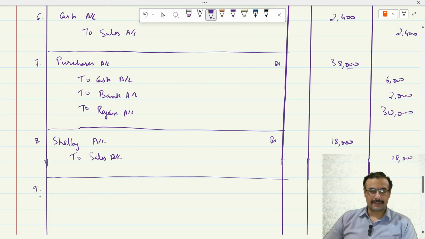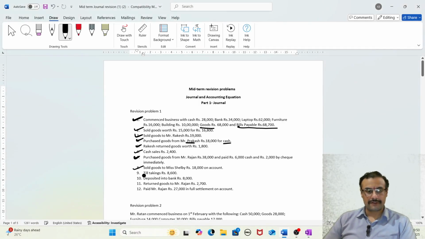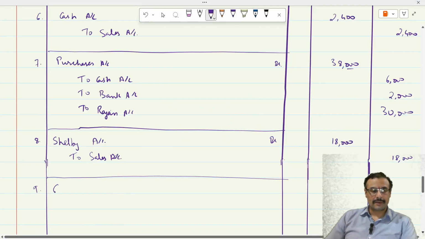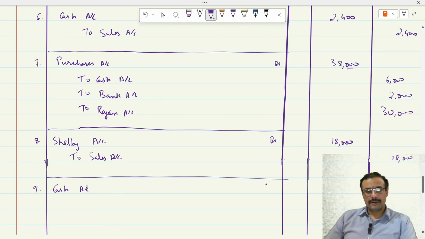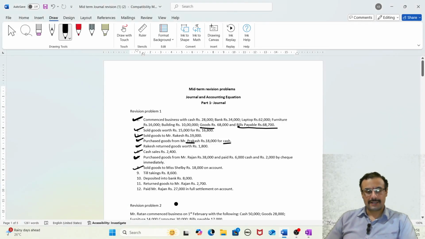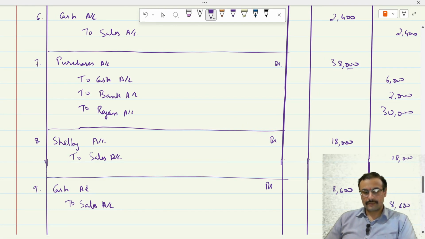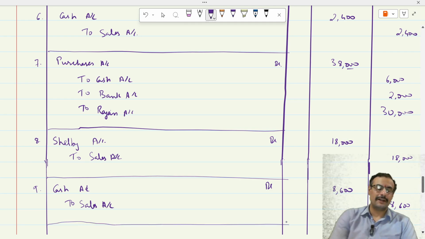Then ninth journal entry. I'm not writing narration to save time. Till takings. Now till takings is an alternative term for cash sales. So it will become cash account debit. If you do only these 5 problems, your journal entry is done. There is no other transaction in first PU according to me that will trouble you. To sales account. Because these are the most tested ones, you'll be able to manage any problem given in your exam, in your respective colleges. 8,600. Narration will be: being cash sales made. You can also write being till takings made.